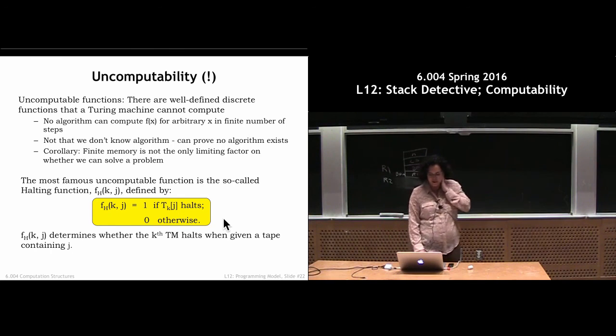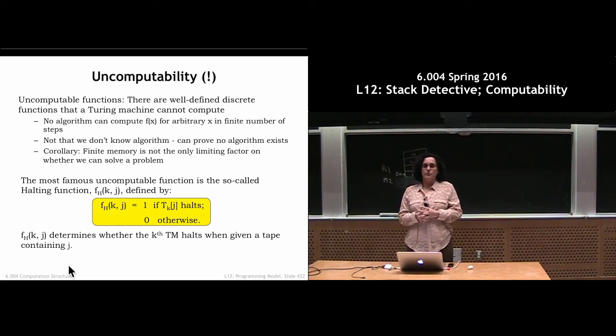The way that the halting function is defined is as follows. If you have f of h, which stands for halting function, which receives inputs k and j, the way that this machine is supposed to work is it should generate a 1 if Turing machine k on input j is going to halt, and it should produce a 0 otherwise. So the idea is, can you create a machine that's going to determine whether Turing machine k is going to halt on input j? And it turns out that this is an uncomputable function.